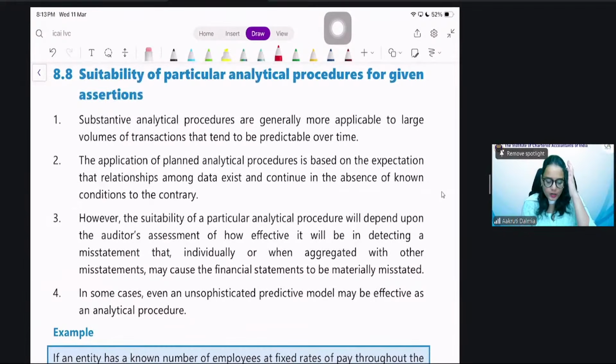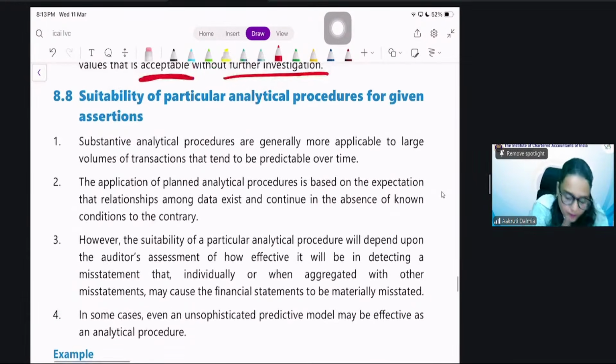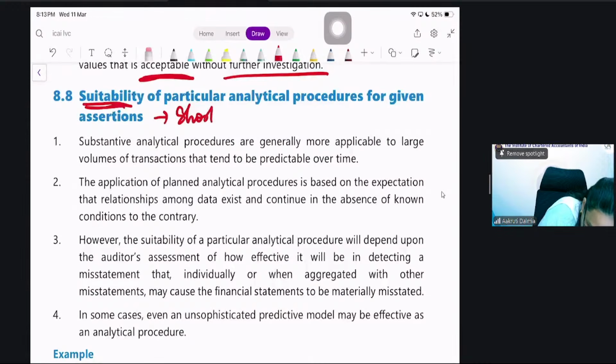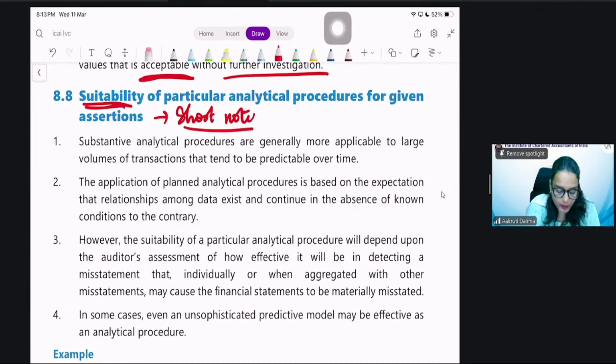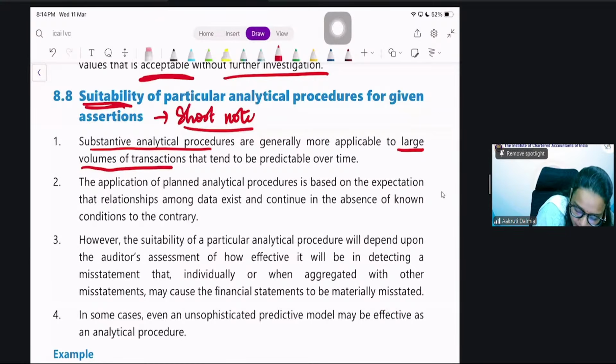Suitability of particular analytical procedure. When is it suitable? This has come as a short note. It can come as a short note. So substantive analytical procedure is suitable when there is large volume of transaction that has become predictable. So when is it more suitable? When it is more predictable.